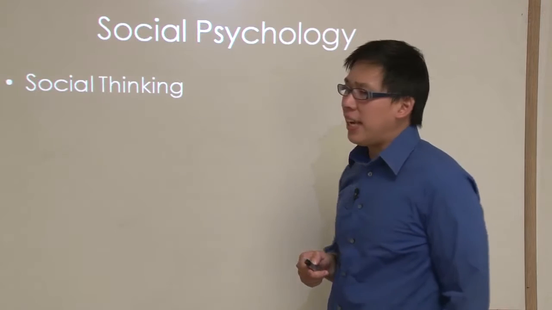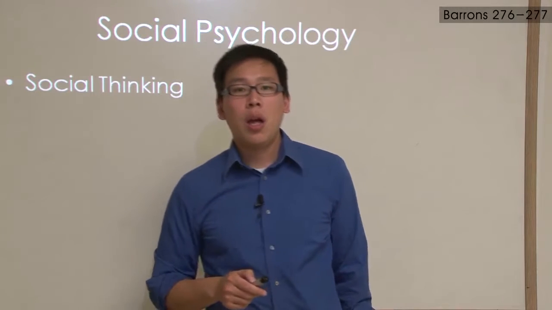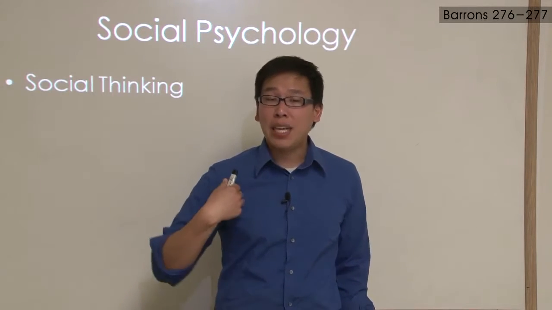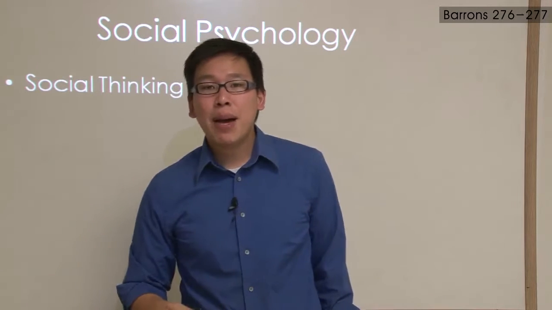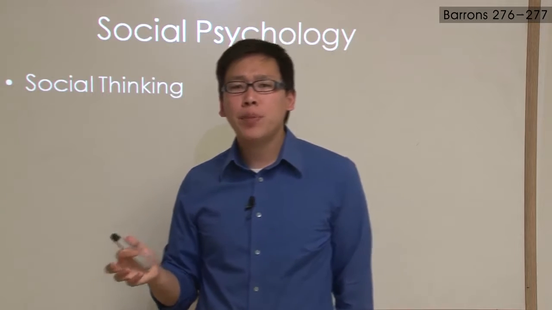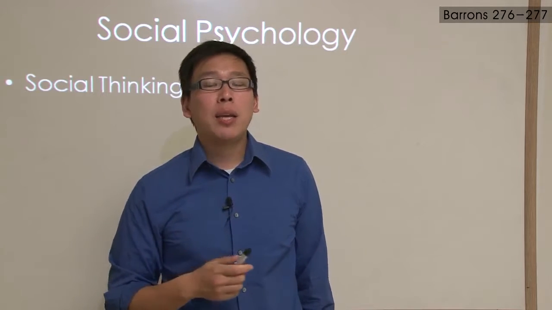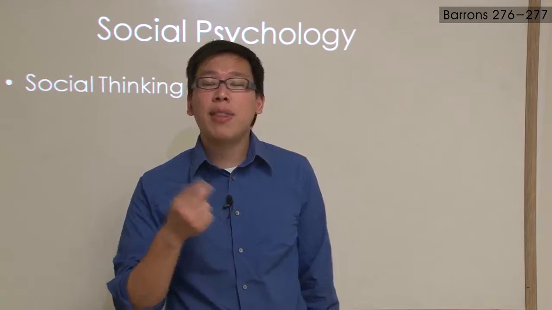And so social thinking is how we think about social targets. How I think about myself is a social target. How I think about other people. How I think about other events. Do I like President Obama? Do I like his policies? Do I like people who disagree with his policies? Those are all thinking that goes on.